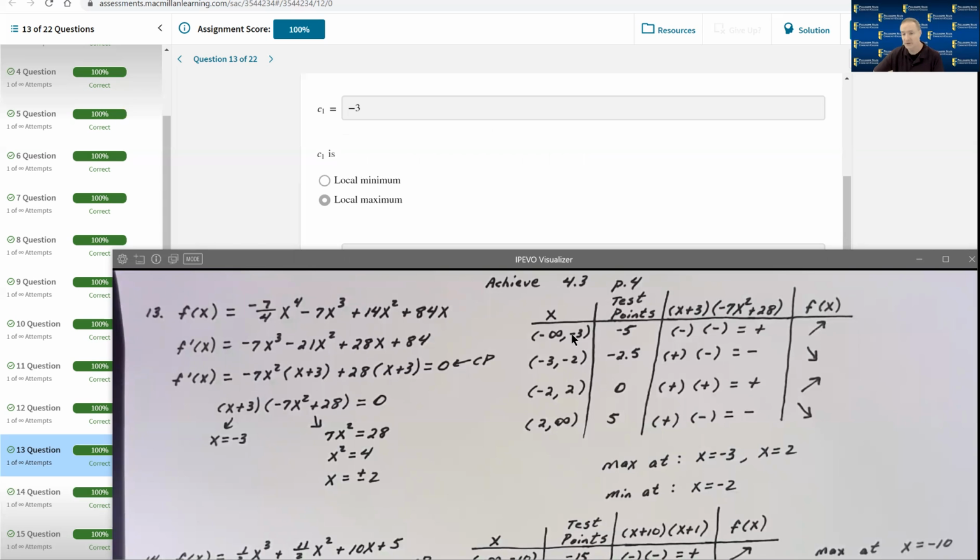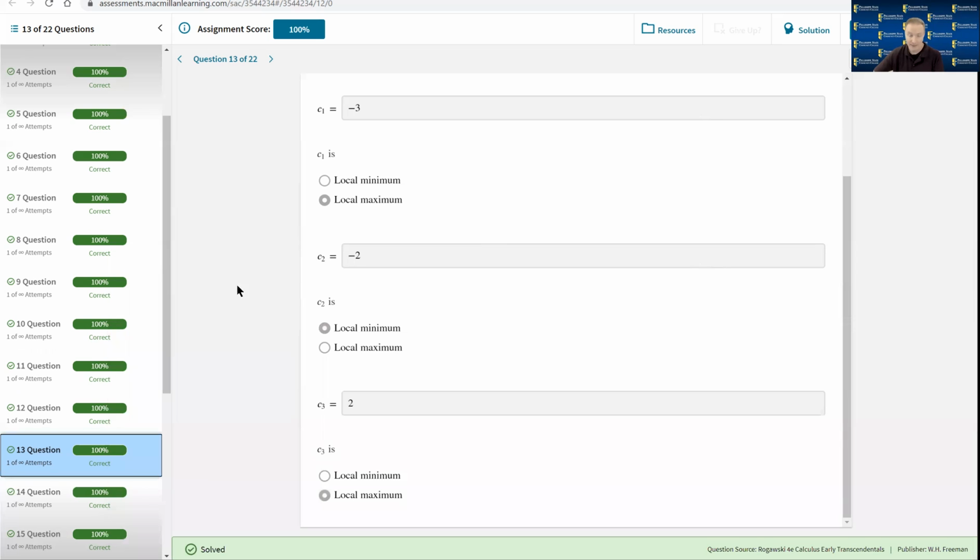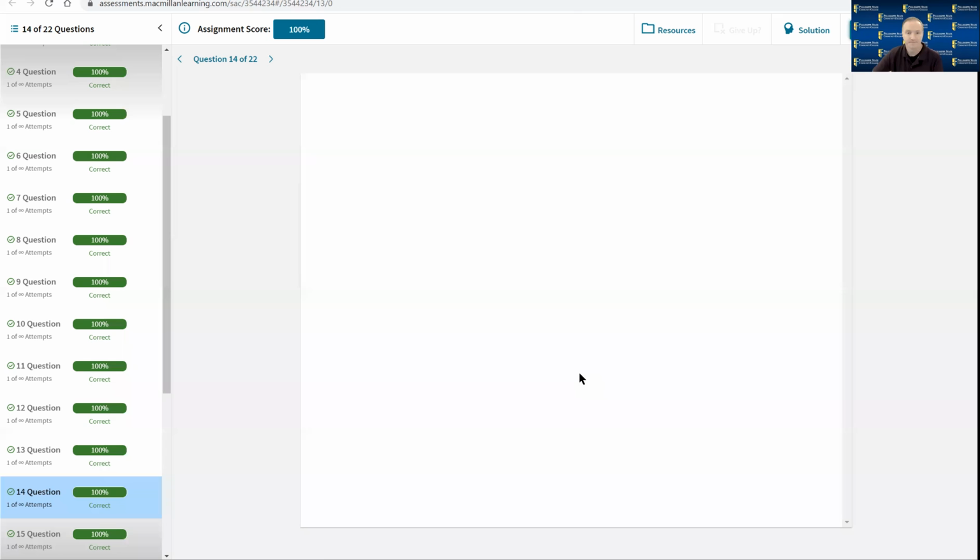Clearly, since I know my function is increasing to -3 and decreasing after, -3 is going to be the location of a maximum. What about -2? Well, it's decreasing before it, it's increasing after it. Then -2 is a minimum. What about 2? Well, it's increasing before it, decreasing after it, thus it's a maximum. So I would say I have a maximum at -3 and at +2, and a minimum at -2. You just plug that information in and Achieve would be happy.